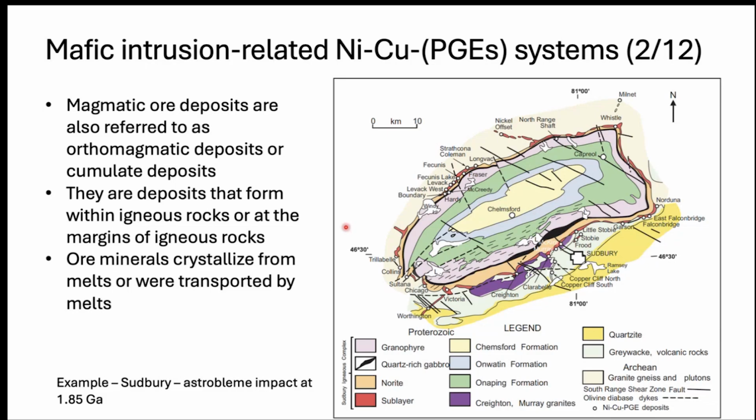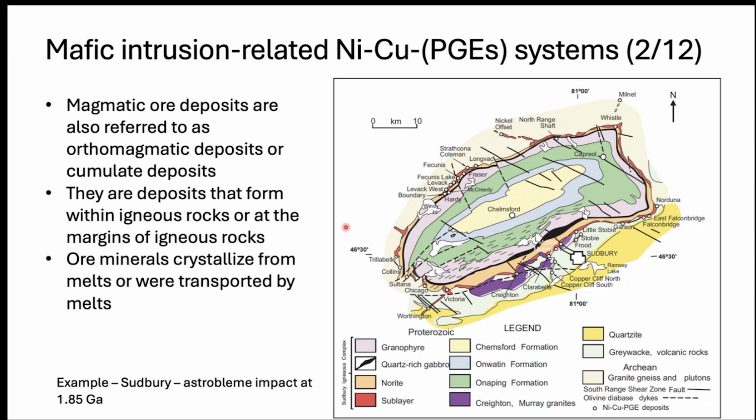So, as Bob said, magmatic ore deposits are also referred to as orthomagmatic deposits or cumulate deposits. They form within igneous rocks or at the margins of igneous rocks, and ore minerals crystallize from melts or were transported by melts. Well, we had one example of something that might be an orthomagmatic deposit where liquid immiscibility is possible, with the Karuna IOAs. But that's very controversial. Whereas there's general agreement that some of these orthomagmatics are cumulates.